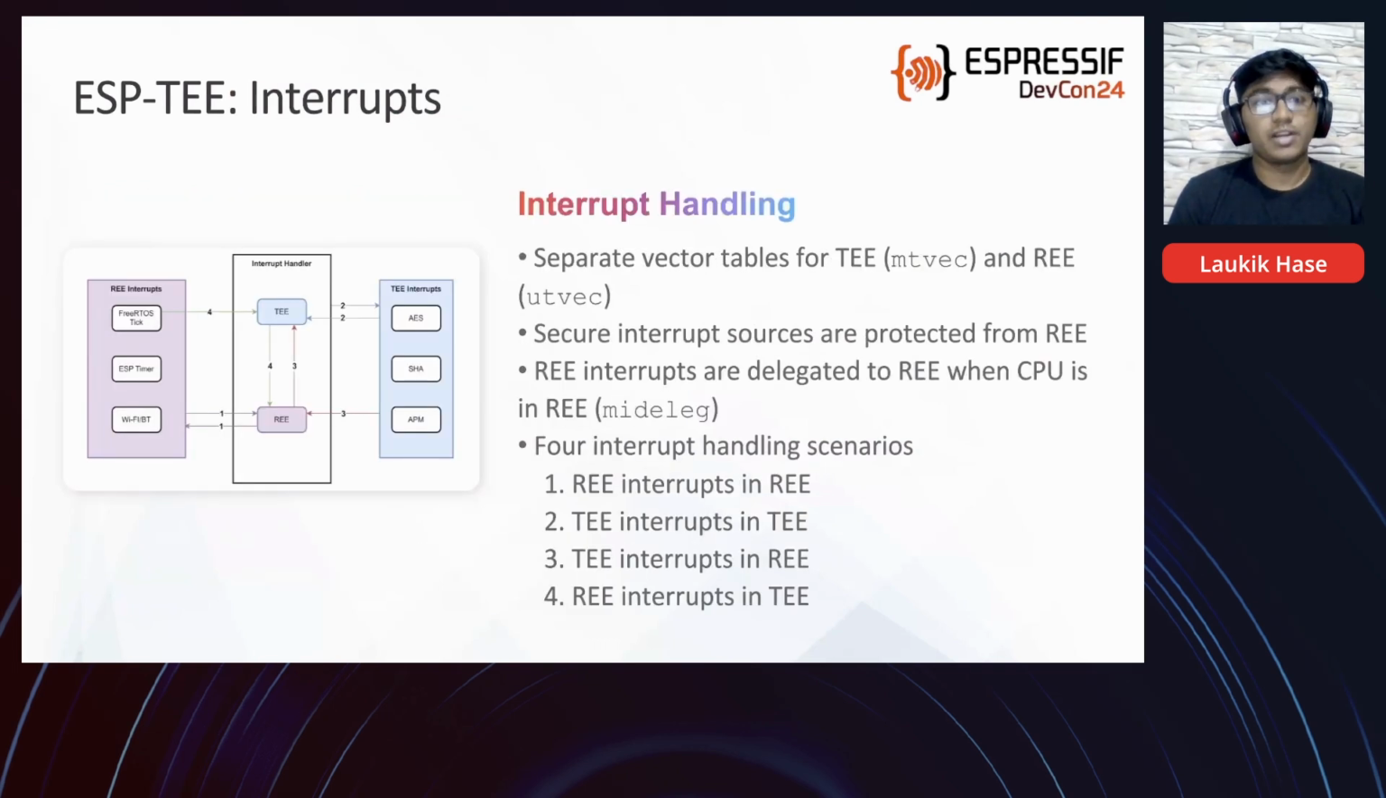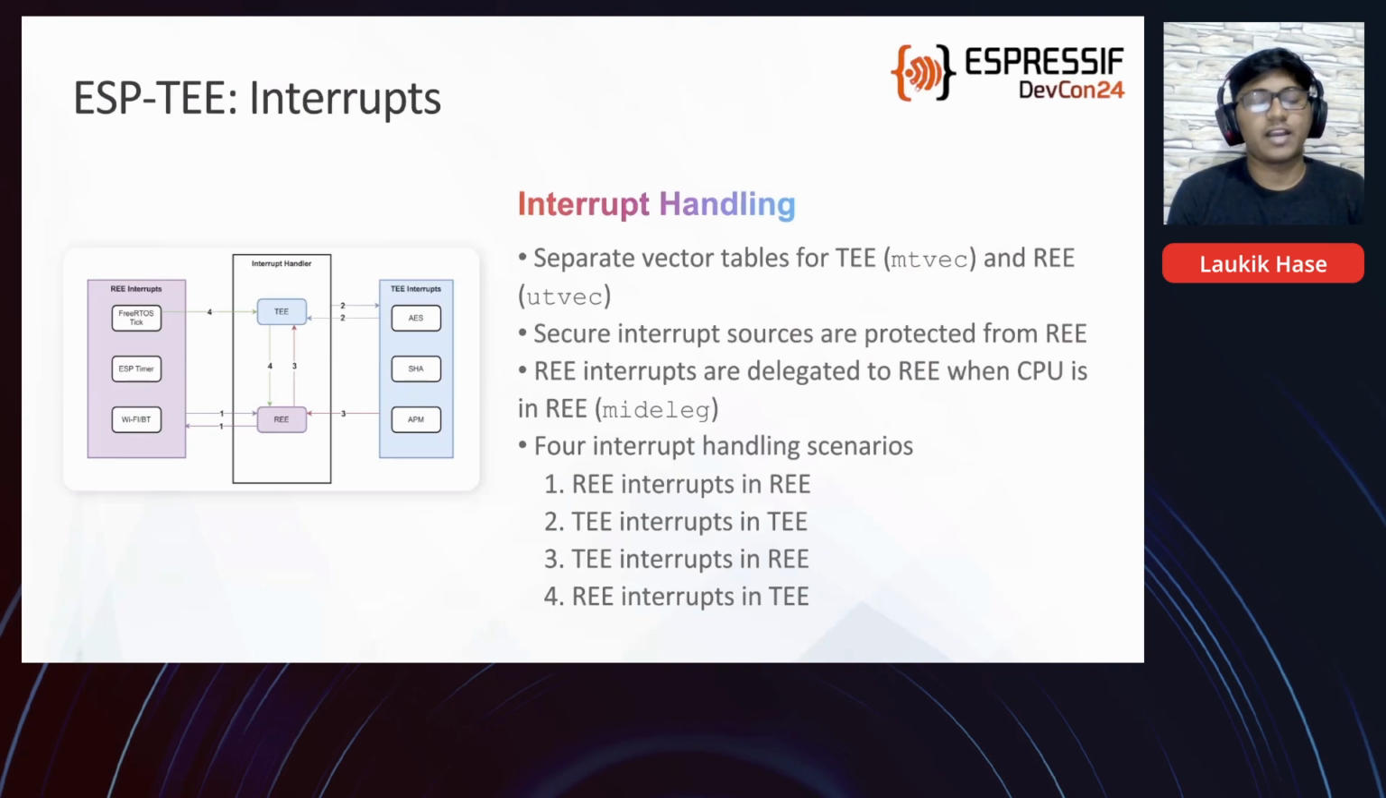So let us now see how interrupts are handled with TEE. In the ESP-TEE framework, the TEE and the REE maintain separate vector tables. The interrupt sources have also been divided between these two environments. Secure interrupt sources like the SHA peripheral, the AES peripheral, and the APM are protected from the REE, which means they would always be handled in the TEE itself. Interrupt sources like the FreeRTOS stack, Wi-Fi, and ESP timer are managed by the REE. When the CPU is operating in REE mode, all these interrupts for the REE would be handled in the REE itself as they're delegated.